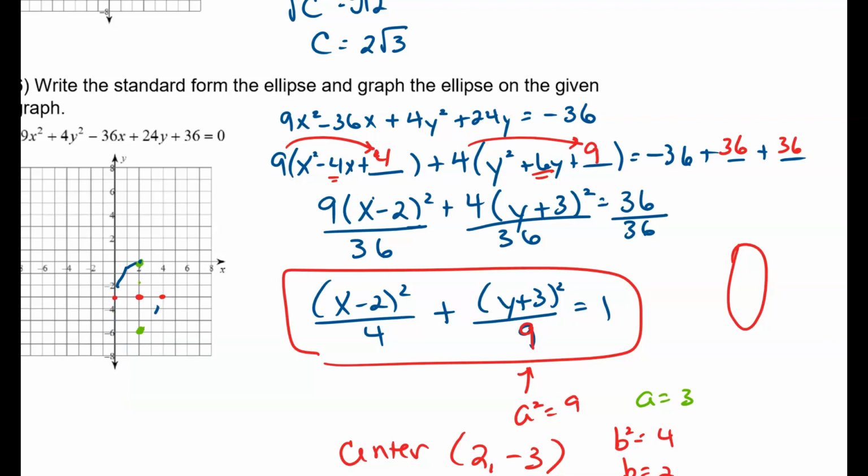Remember, this value A is the distance that goes up or down. So remember, that was your major axis length, and then you go a distance of B from your center, and that gave us an elongated ellipse.